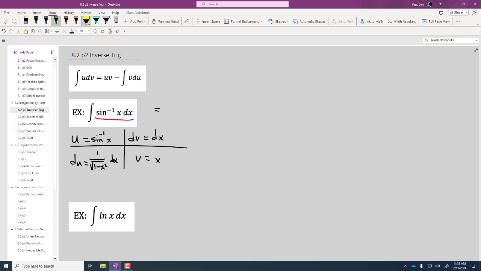And now we're ready to do our ultraviolet voodoo. So we do the main diagonal minus the bottom row. So uv, that's the ultraviolet, is going to be x inverse sine of x, minus the integral of the bottom row, voodoo, x over the square root of 1 minus x squared dx.